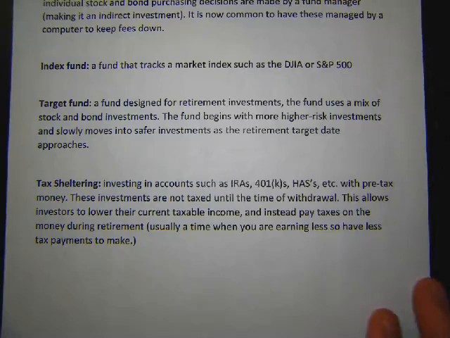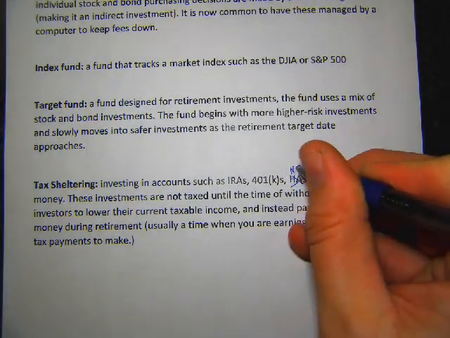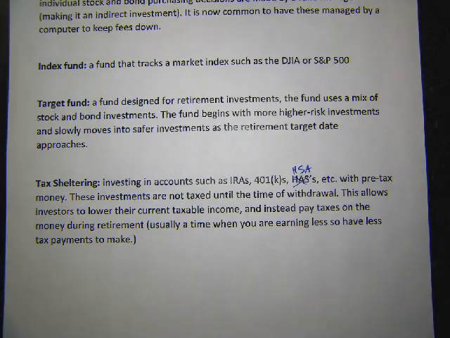Tax sheltering, it sounds like something that should be illegal, but it's not. Tax sheltering is actually something that the government supports and encourages. This is when you invest in things like an IRA, 401k, HSA. I put that backwards. That's supposed to say HSA, Health Savings Account, not HAS. These things you can invest in with pre-tax money, which means the money you put into them doesn't get taxed. It actually lowers your income bracket, so that when you calculate your taxes, you look like you make less money, so that you pay less taxes.